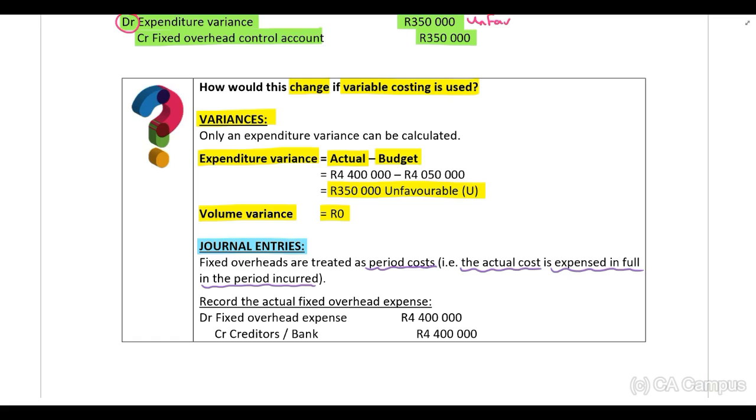So if you have to look at the journal entries, you would just debit the fixed overhead expense. That's taken directly to profit and loss, and you credit creditors or the bank with your actual fixed overhead cost.